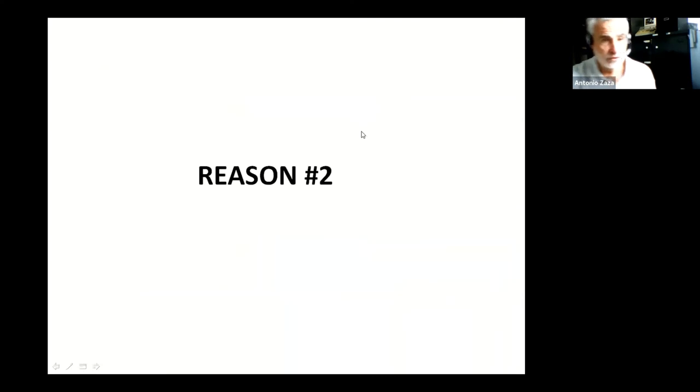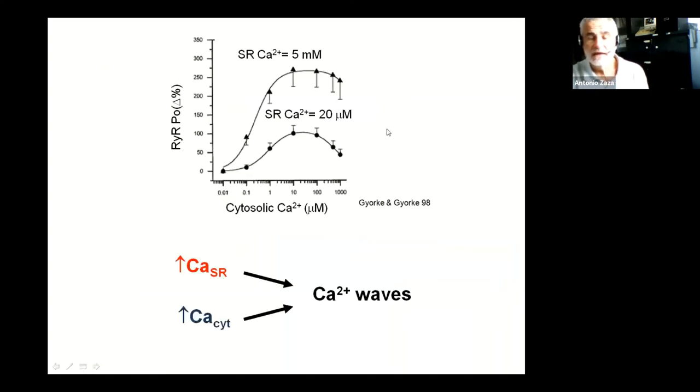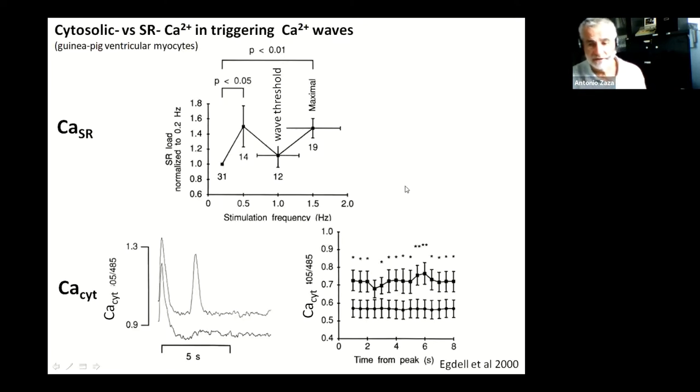The second reason I want to bring to my argument is that I mentioned before that the ryanodine receptor open probability depends on both cytosolic calcium and SR calcium. But which is the one which matters more for the generation of spontaneous calcium release events? A lot of emphasis has been put by work on the content of calcium in the sarcoplasmic reticulum, but I want to spend a few minutes to show you evidence that cytosolic calcium is also or even more important in determining spontaneous calcium release events.